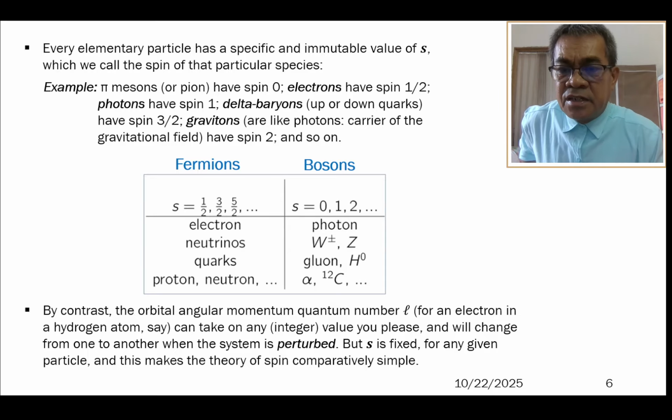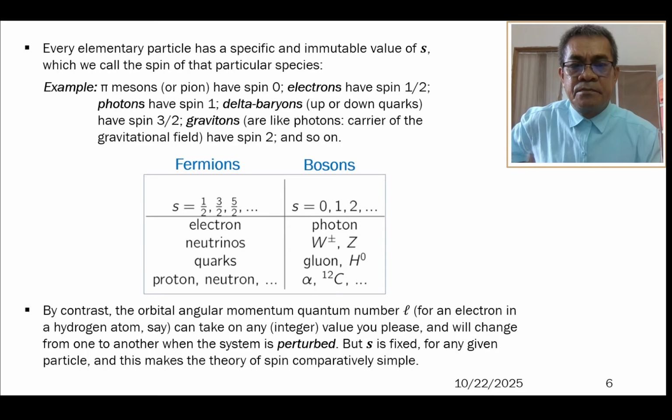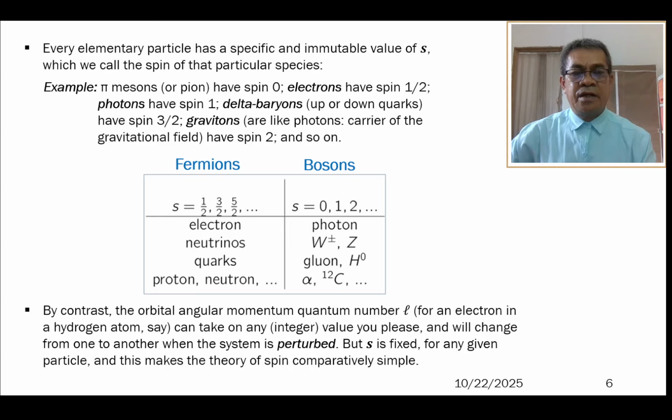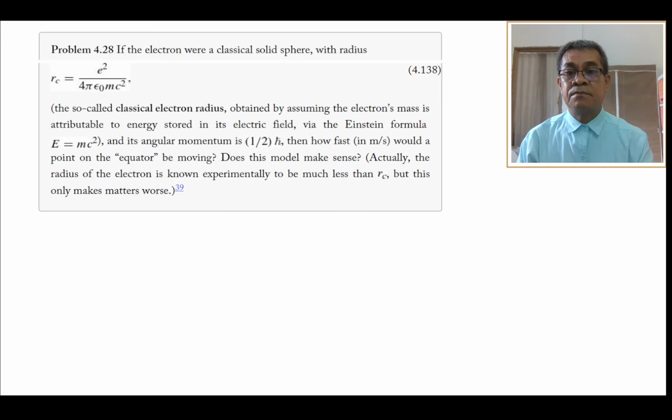Okay, in contrast, in orbital angular momentum, or L, for an electron in a hydrogen atom, takes only any integer value, and will change from one to another when the system is perturbed. But spin is fixed for any given particle. This makes the theory of spin comparatively simple. So spin is kind of a fixed value.